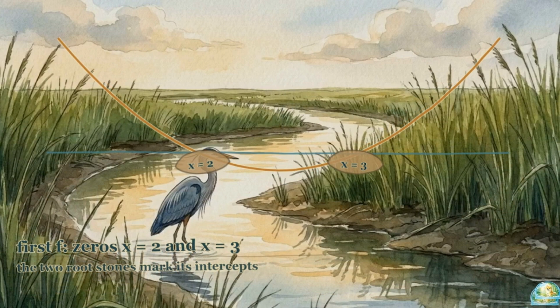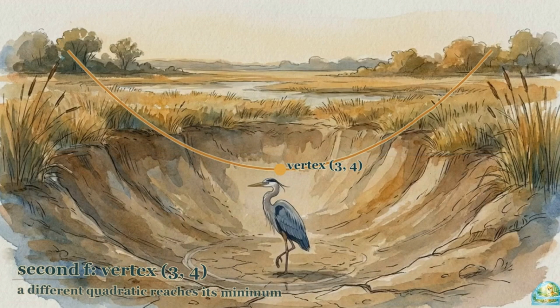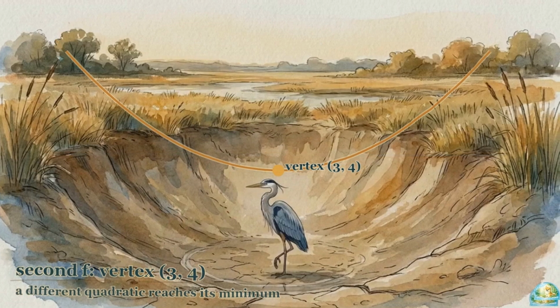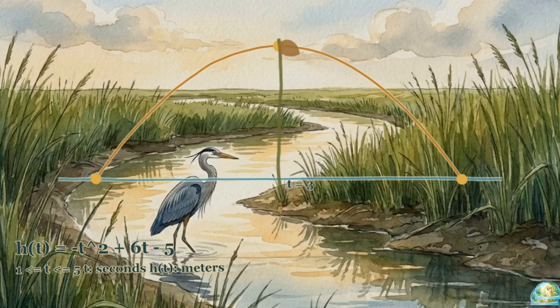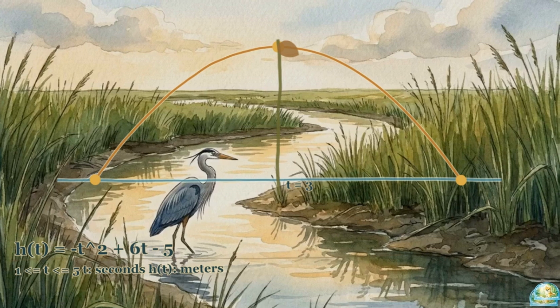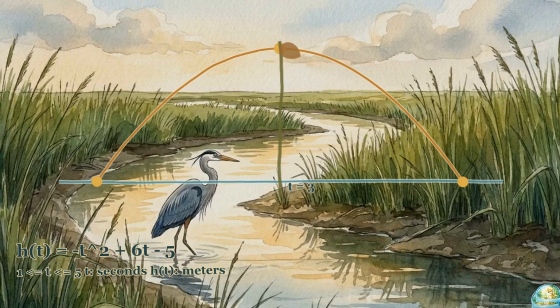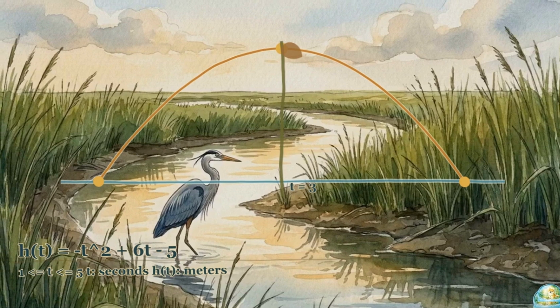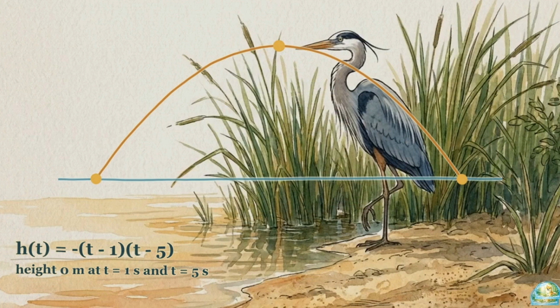We've mapped the specific coordinates of this terrain. This scene shows the features we've uncovered. Now use one heron flight model from start to finish. The height is h of t equals negative t squared plus 6t minus 5, from 1 through 5 seconds.